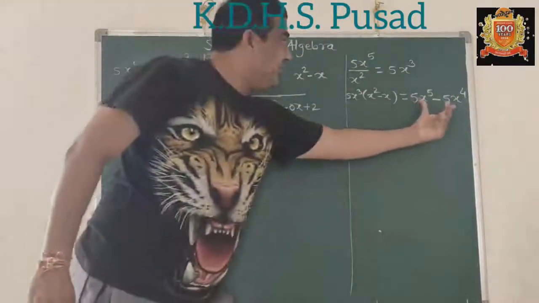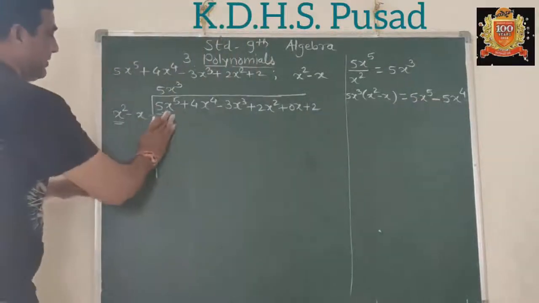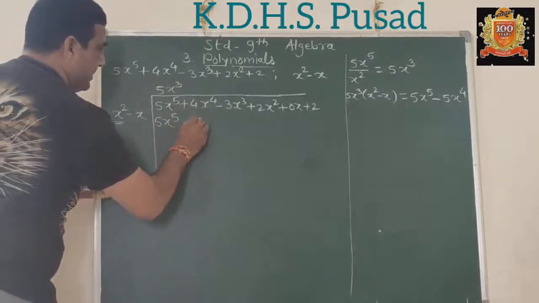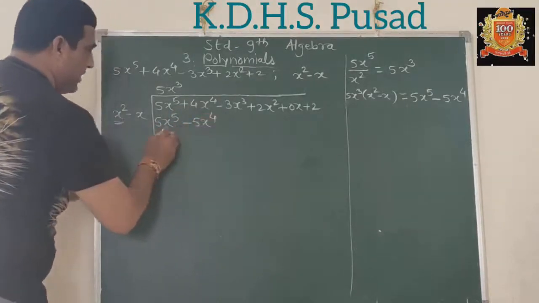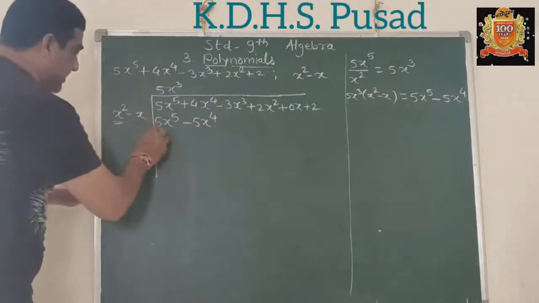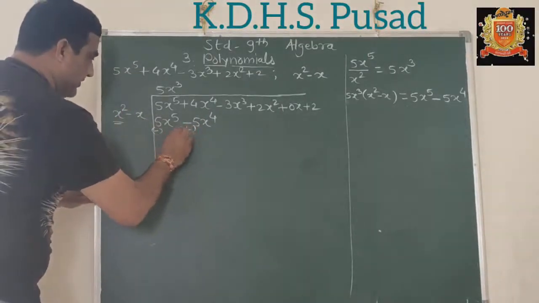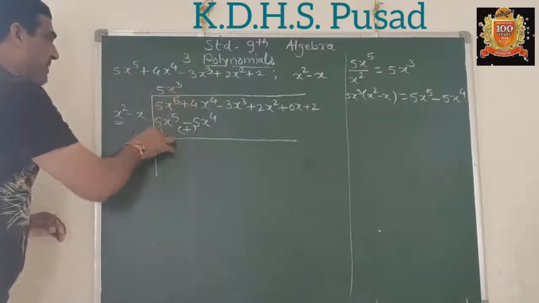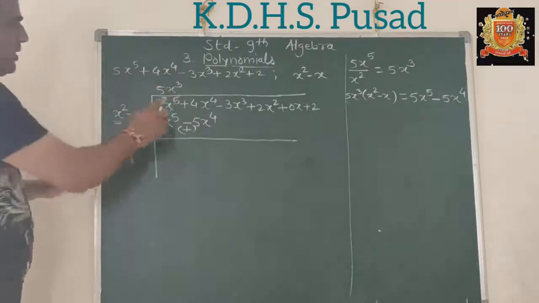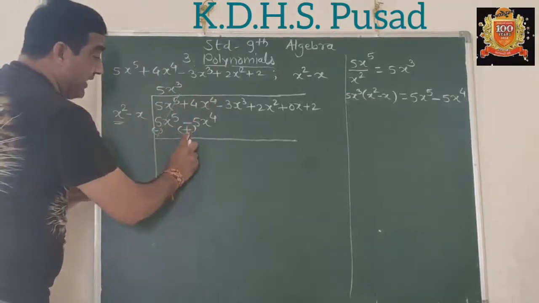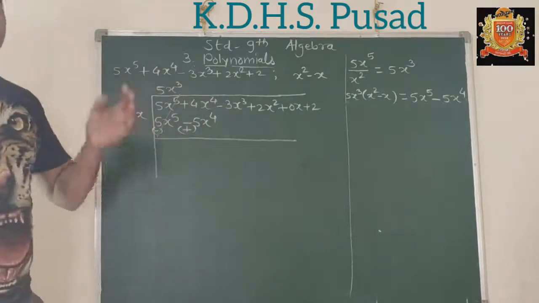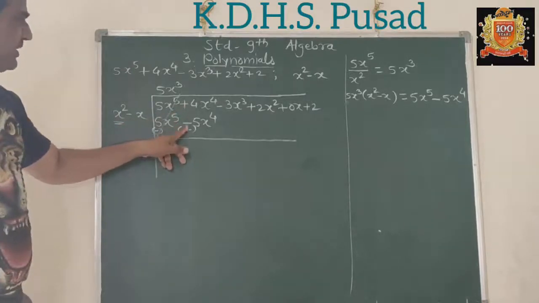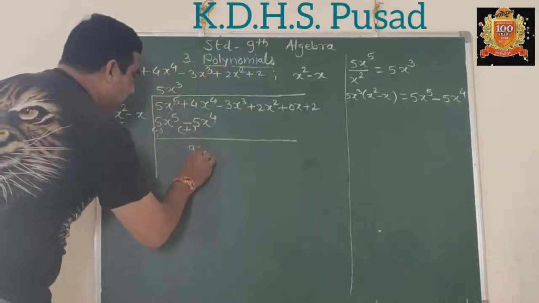Now write this term here below the like term. So here 5x to the power 5 minus 5x to the power 4. Now change their signs. This plus becomes minus, this minus becomes plus. While subtraction, you have to change the signs. This first term automatically gets cancelled. Now plus 4x to the power 4, again this plus. Forget original sign. Now you have to consider only new sign. Plus, again plus. So 4 plus 5, 9x to the power 4.